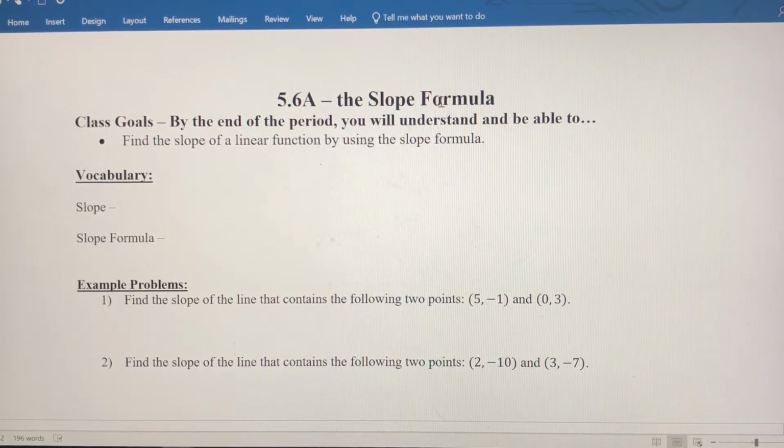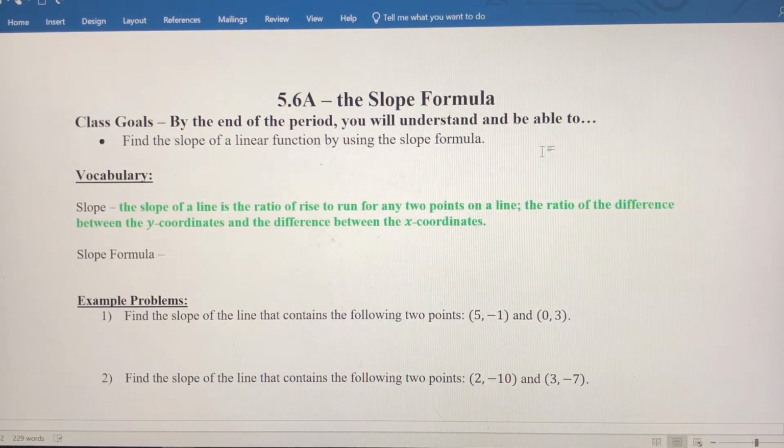All right, so first off, let's define the slope again. So the slope of a line is the ratio of rise to run for any 2 points on a line. Okay, we could also say it's the ratio of the difference between the y coordinates and the difference between the x coordinates. And that's really how we develop the slope formula here.